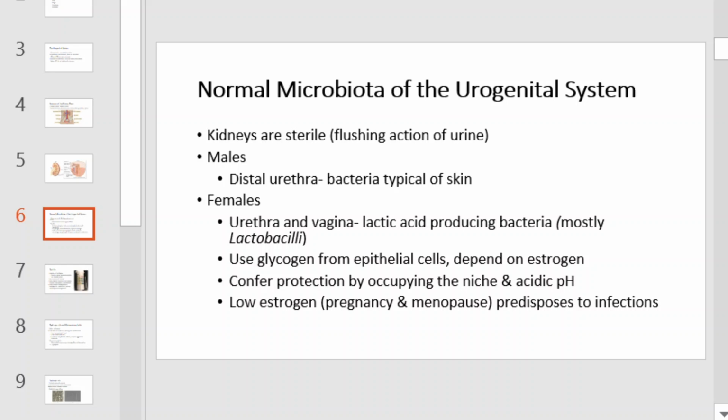In females, the urethra and vagina contain lactic acid producing bacteria, mostly lactobacilli. These use glycogen from epithelial cells and depend on estrogen. They confer protection by occupying the niche and producing an acidic pH. Low estrogen, as a result of pregnancy or menopause, predisposes one to infections.